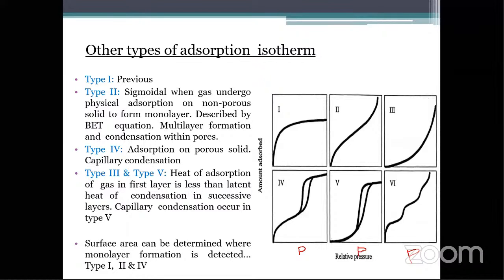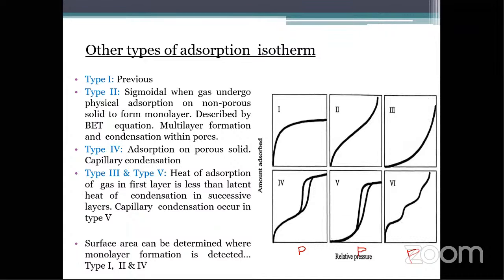Next, type 4. See that curve, this is type 4. In cases of type 4, the plot represents the adsorption of gas on porous solid. The first point of inflection extrapolated to the 0 represents the monolayer or monomolecular layer adsorption, and condensation within the pores of the solid, and the multimolecular layer is represented by further adsorption.